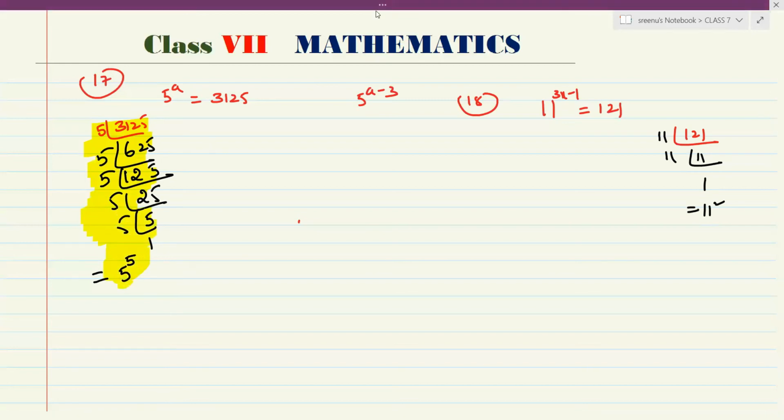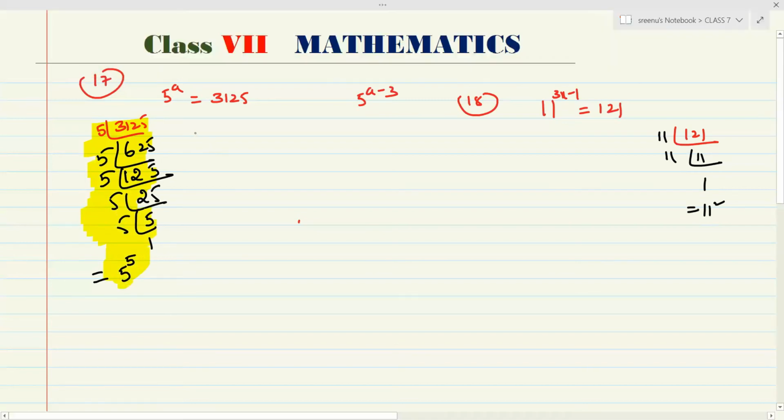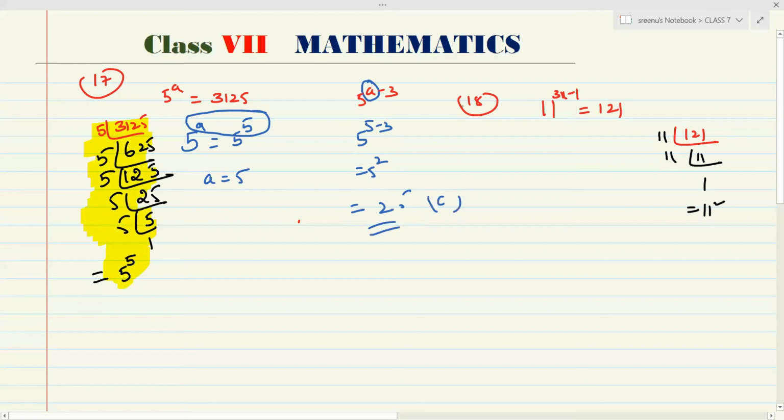Chaitanya, are you there? Yes, sir. 5 power 5, no? So a is equal to 5. And what do you want? 5 power a minus 3. You write the value 5 here. 5 minus 3 is 2. 5 power 2 is 25. Option C. Okay?